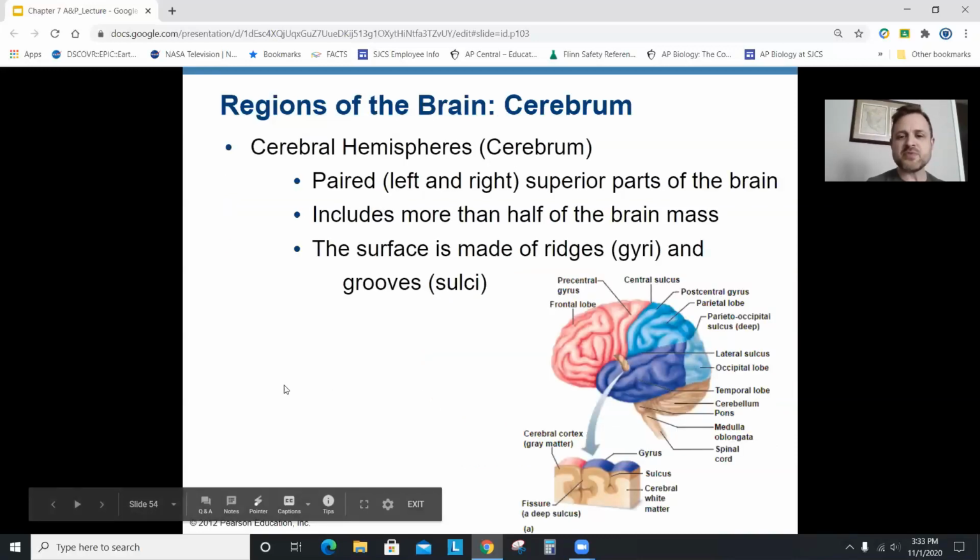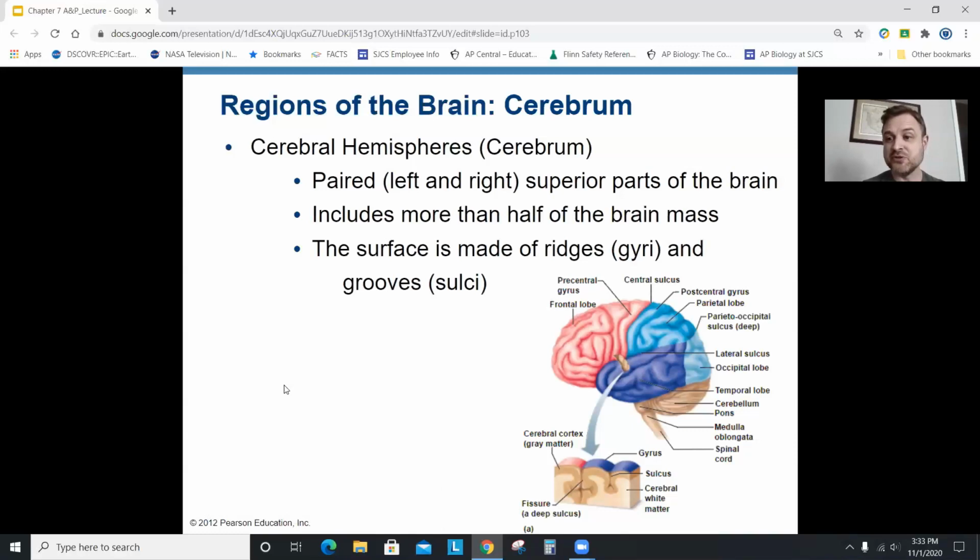So the cerebrum, when you look at a brain, is mainly what you see. There are paired left and right halves, and it includes more than half the mass of the brain. So the terms gyri and sulci. A gyrus is a ridge, a part of the brain. The brain looks very wrinkled, right? A gyrus is a ridge that extends upward. A sulcus is a groove.